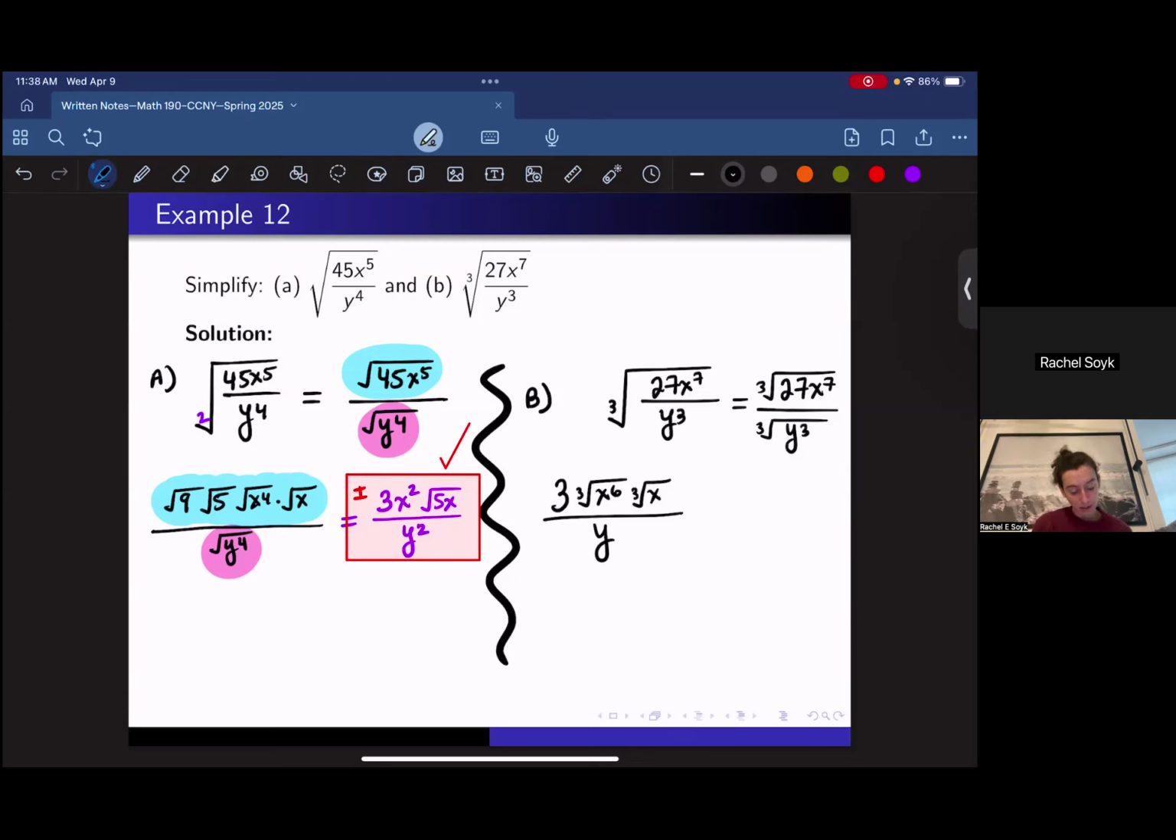Cube root of x to the 6th is just x squared. So our final result in our numerator is just 3x times the cube root of x all over y. Once again, because it's an odd index, we only have one solution. And we're done.